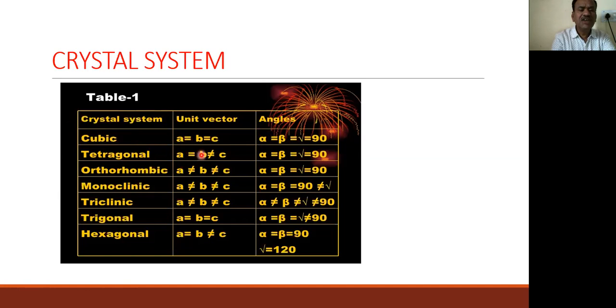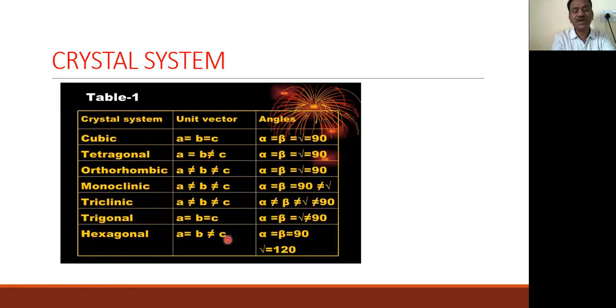Students, remember, if any one of the parameters differs, either in the unit vector or in the angle, then the type of the crystal is also different. Next is tetragonal, orthorhombic, monoclinic, triclinic, trigonal, hexagonal. How many are there? There are 7. Cubic, tetragonal, orthorhombic, monoclinic, triclinic, trigonal, hexagonal. I have written them in a particular order.